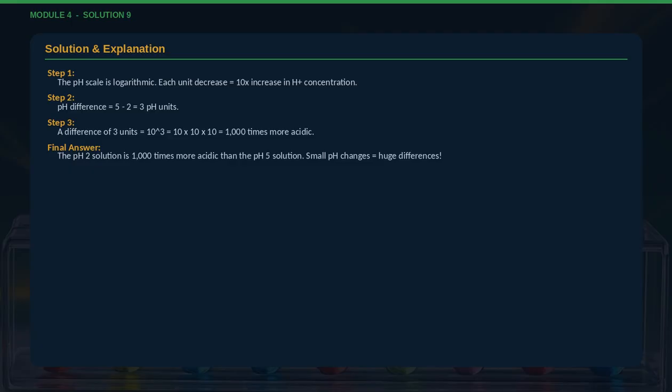A difference of 3 units means 10 to the power of 3, which equals 1000. So the pH 2 solution is 1000 times more acidic than the pH 5 solution. Small changes in pH mean huge differences in acidity.